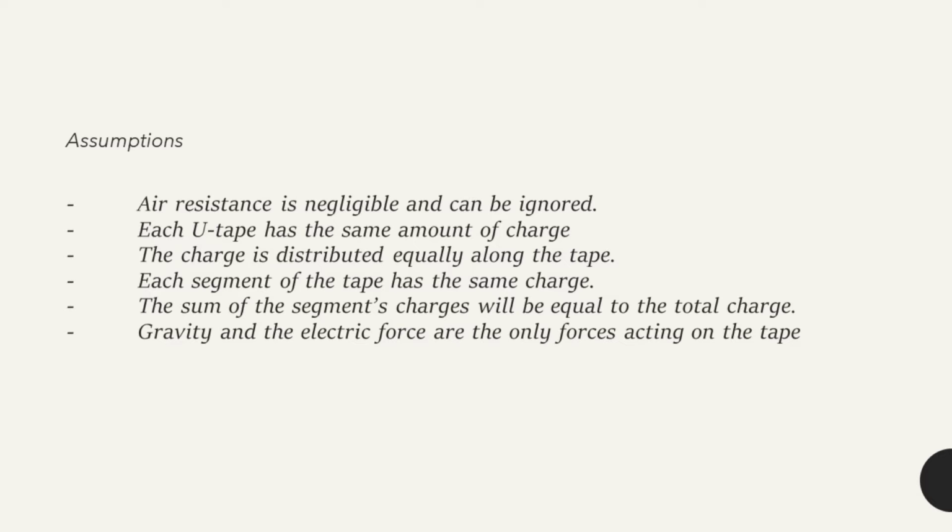There are certain assumptions that we need to take into account to make our calculations for the electric field and electric force much easier. First off, air resistance is negligible and can be ignored. Each U-tape has the same amount of charge and it is distributed equally along the tape. Each segment of the tape has the same amount of charge, and the sum of the segments' charges will be equal to the total charge of the tape. We also have to assume that gravity and the electric force are the only forces acting upon the tape.